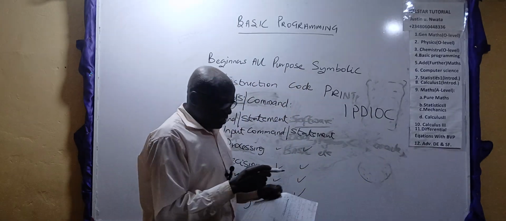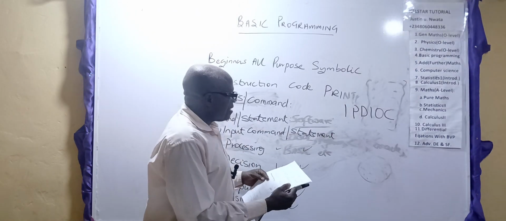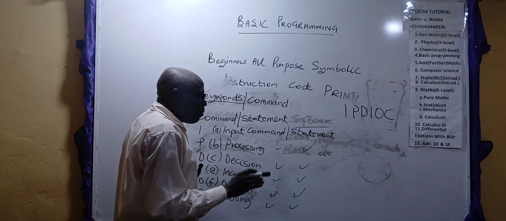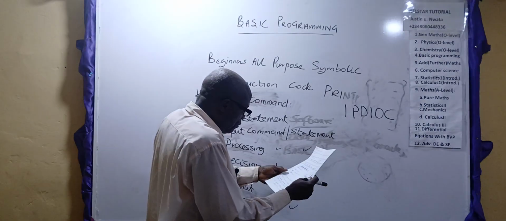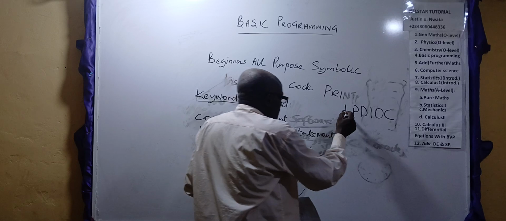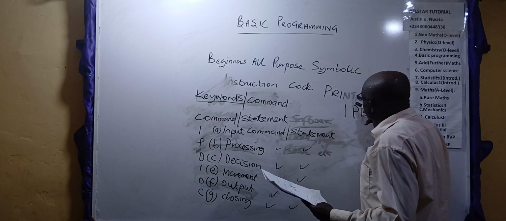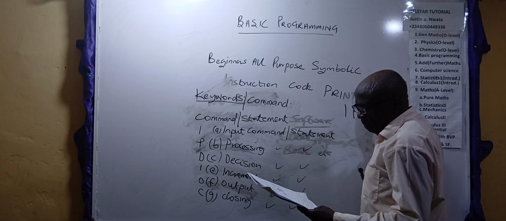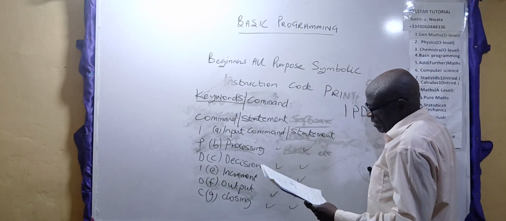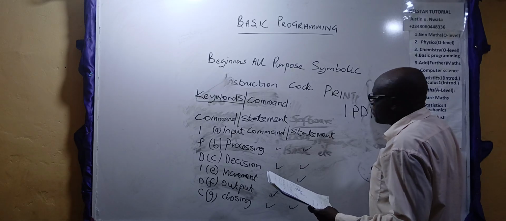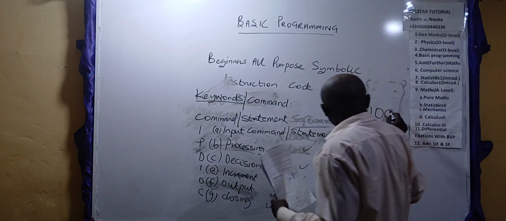Any programming statement which you give a computer to follow to execute a program is made up of different parts. It must have an input command or an input statement. It must have a processing statement. It must have a decision statement. It must have an increment statement. It must also have an output statement or a closing statement.